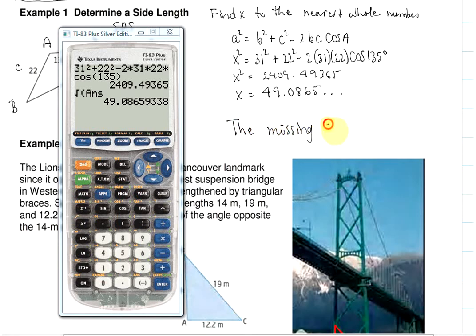And so my value for x, the missing side, is 49 units. Okay, so that's to the nearest whole number.